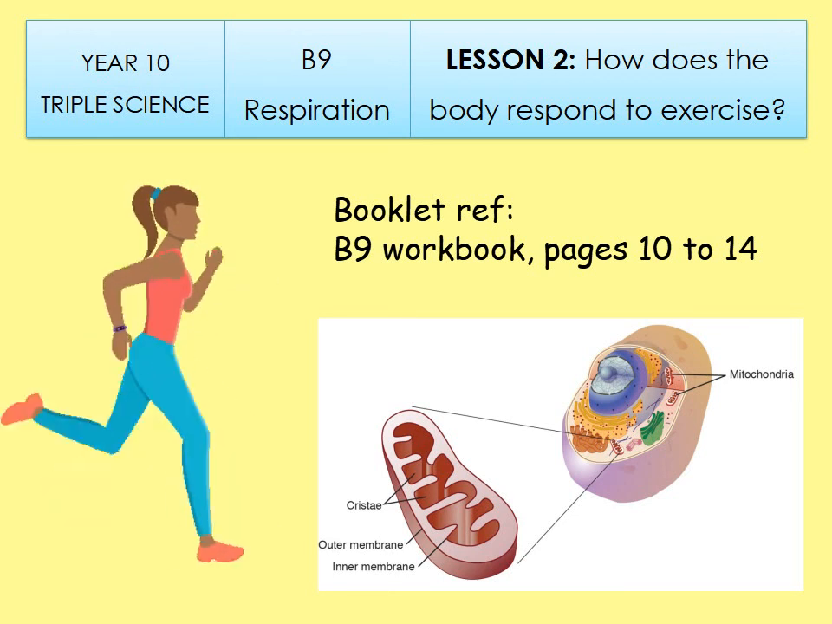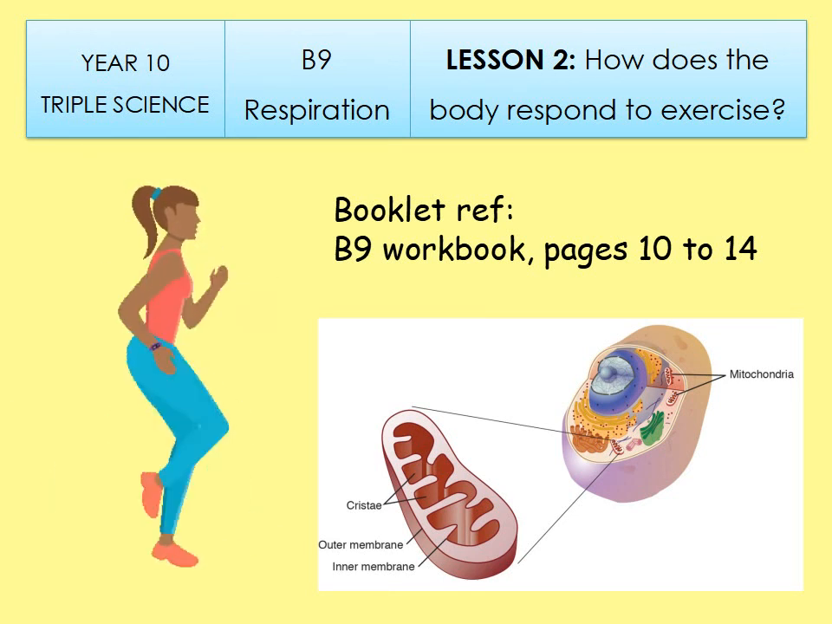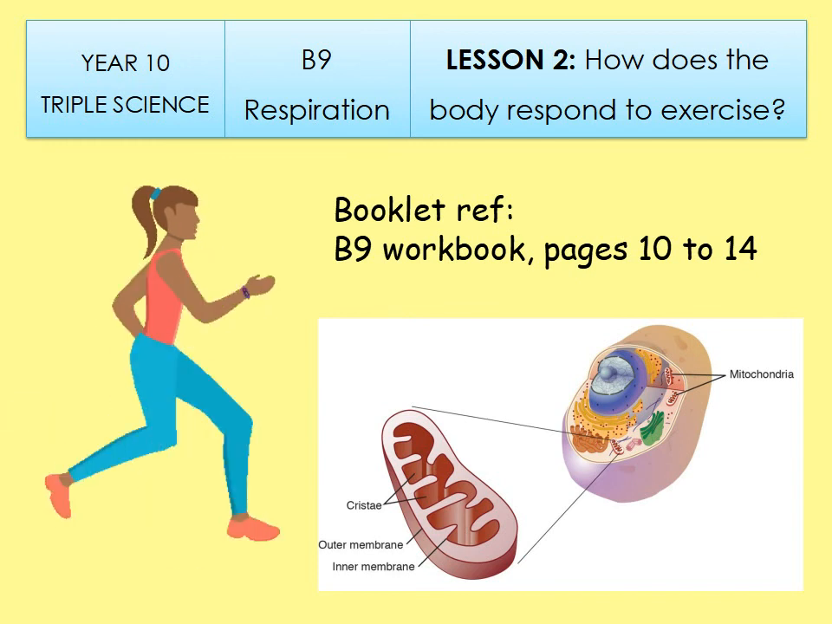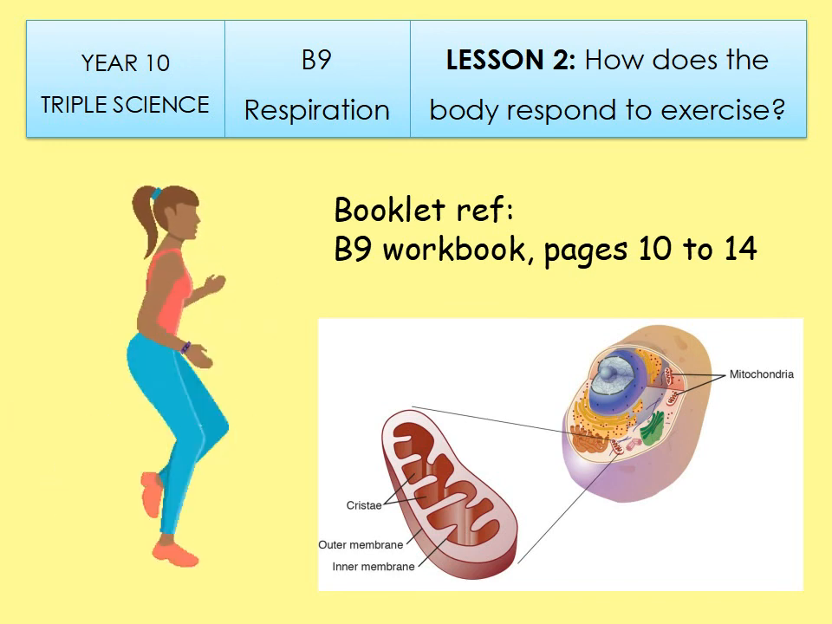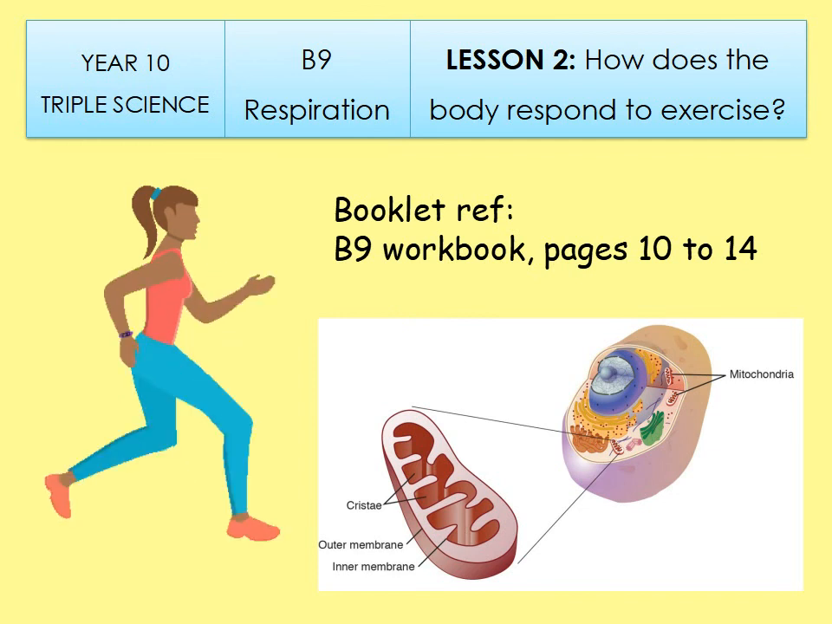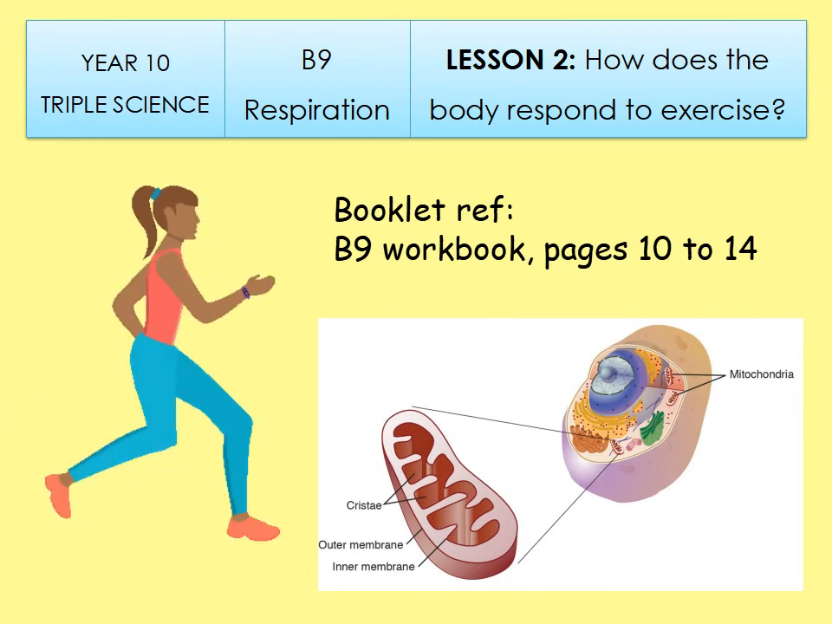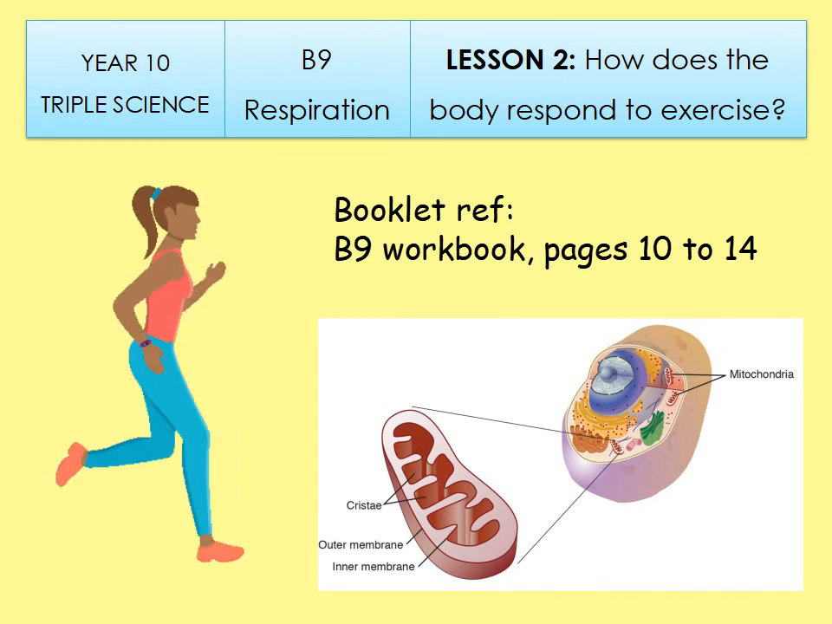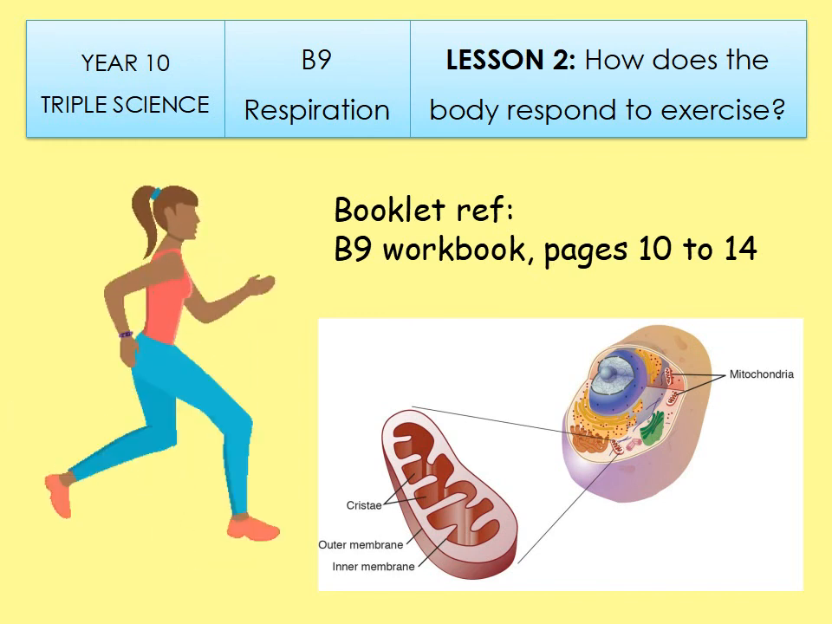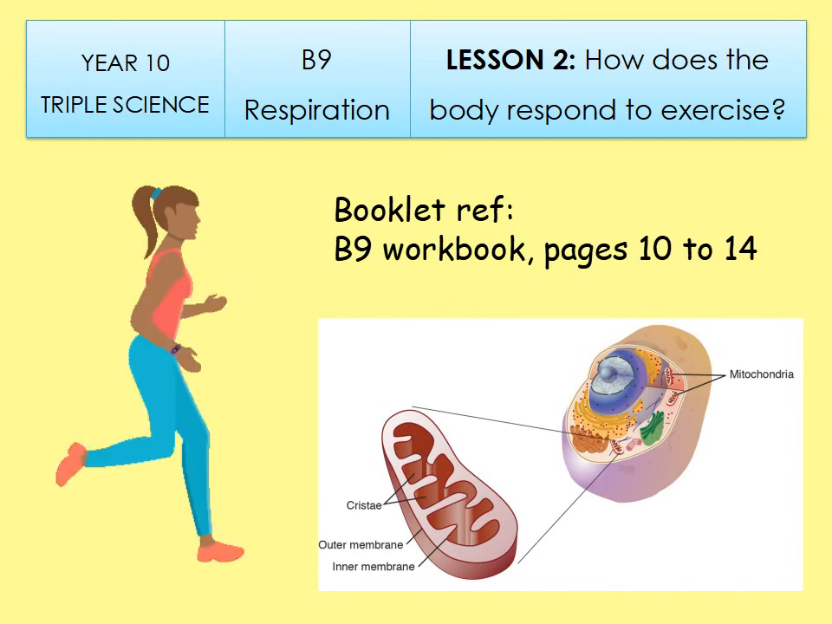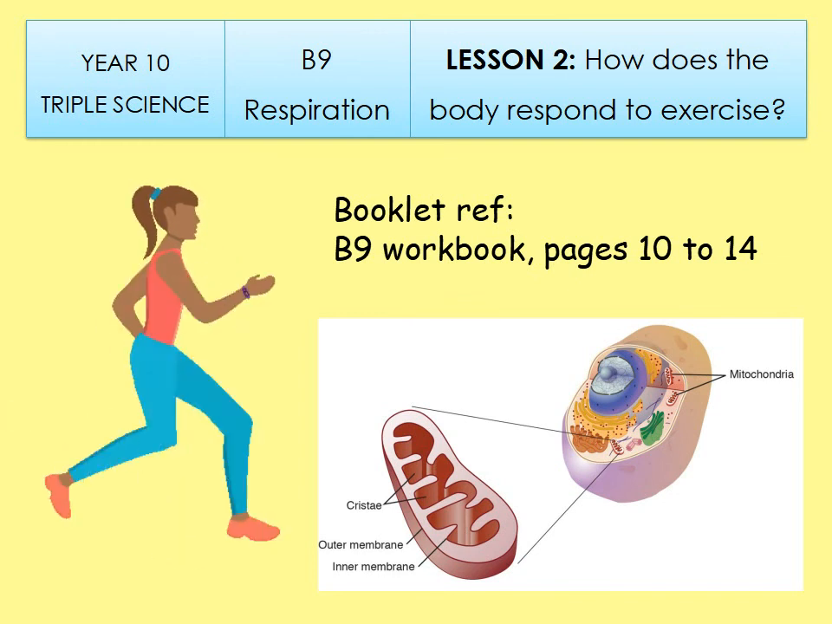Hello there. This is lesson 2 on chapter B9 respiration. Last lesson you learned about aerobic respiration, and this is a chemical process that takes place in the mitochondria of all of your cells. They produce energy required for many things that goes on in your body, but it's precisely when you exercise that this energy is needed the most.